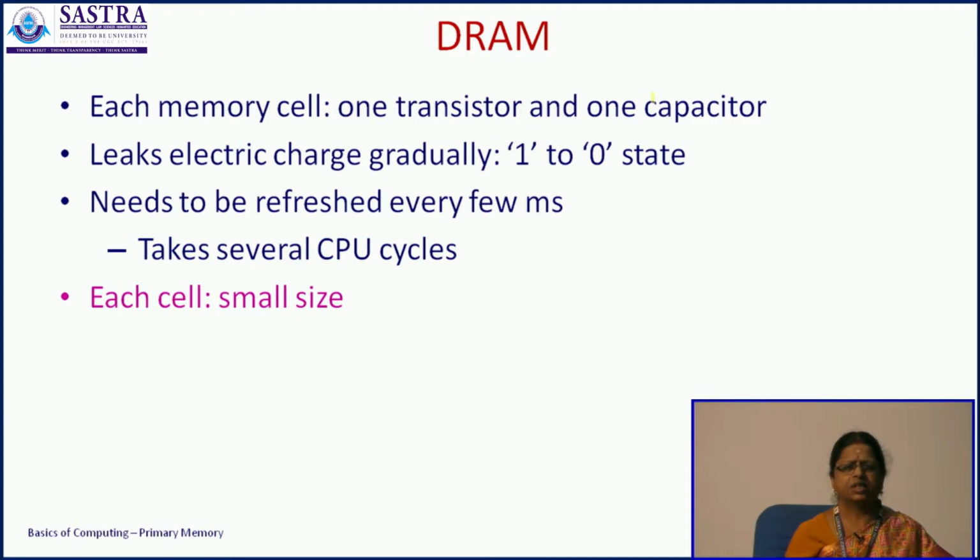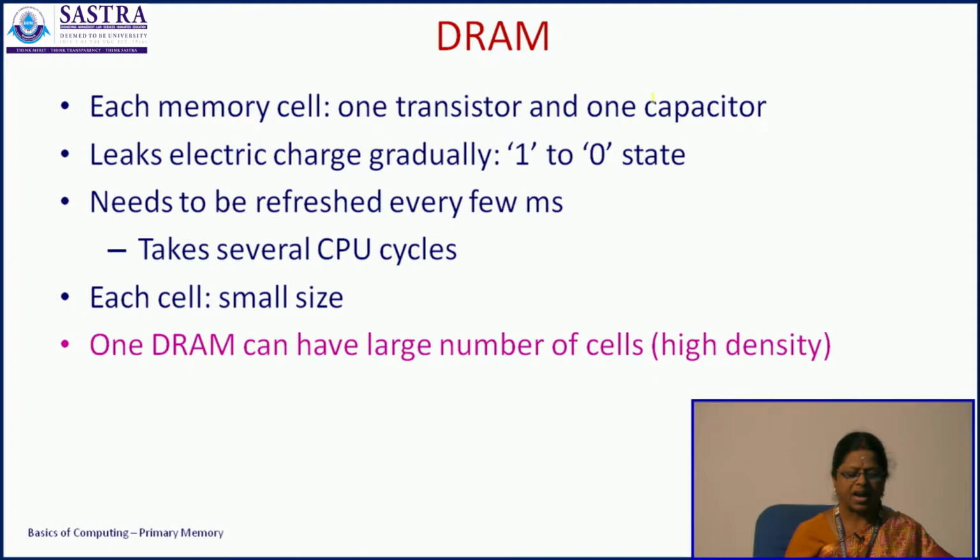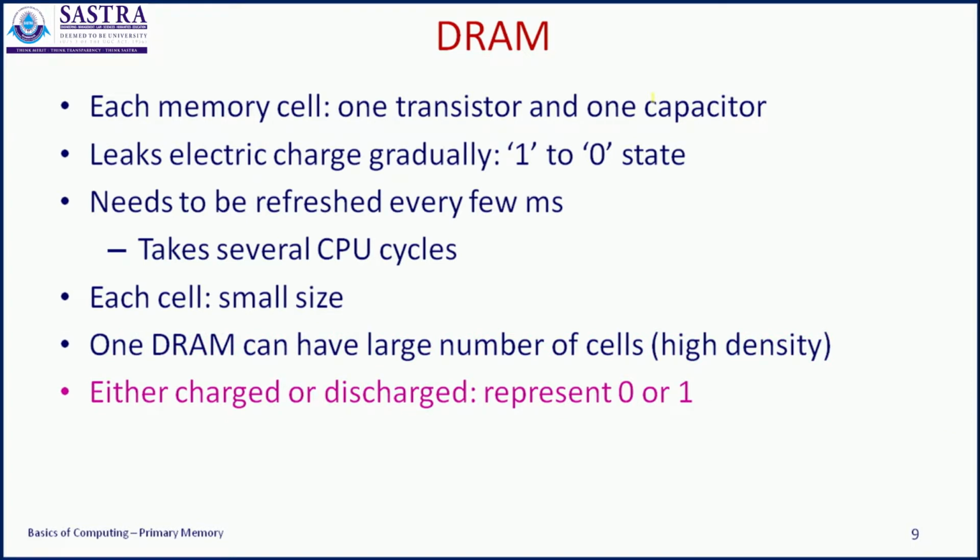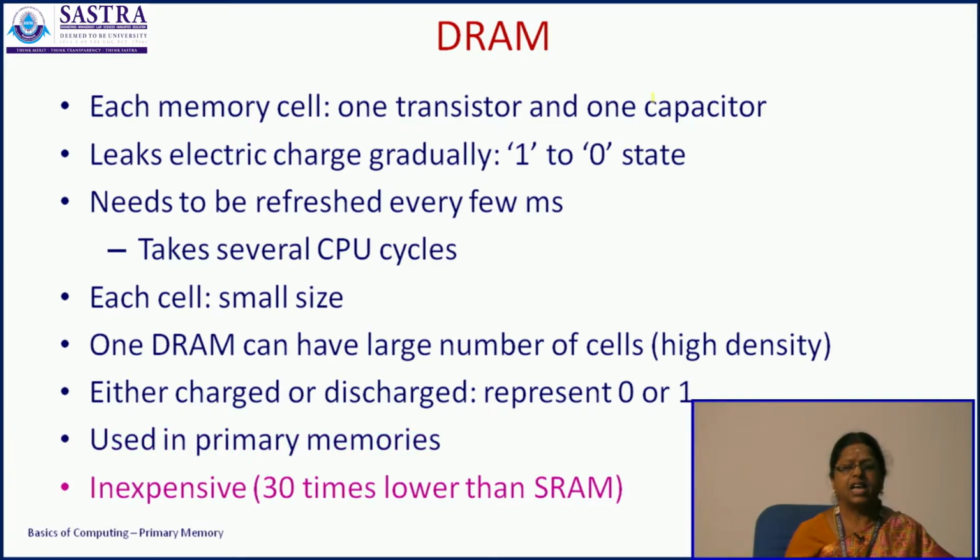As each cell is smaller in size, one DRAM can have larger number of cells. That means high density is possible with DRAM. It can be either charged or discharged, which can be used to represent logic 1 and logic 0. These kinds of DRAM are used in primary memories. It is inexpensive in the sense it is 30 times lower than SRAM. These are the characteristics of DRAM.